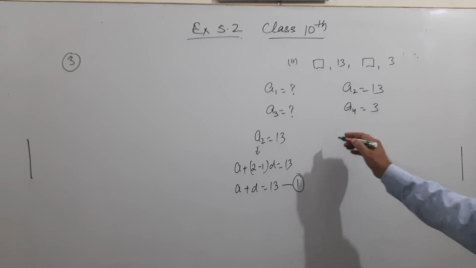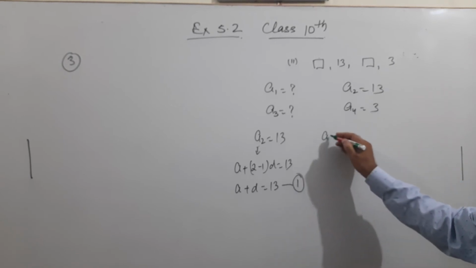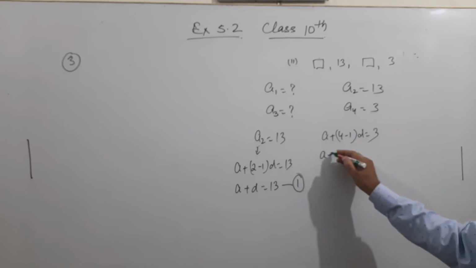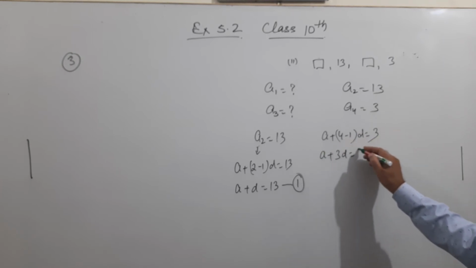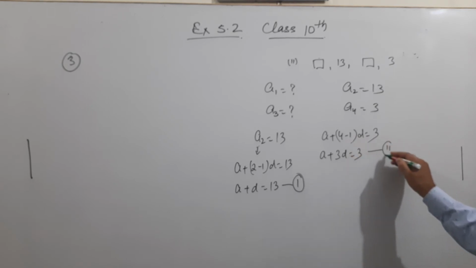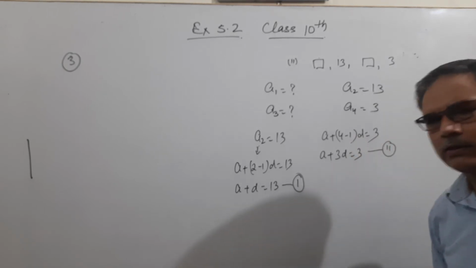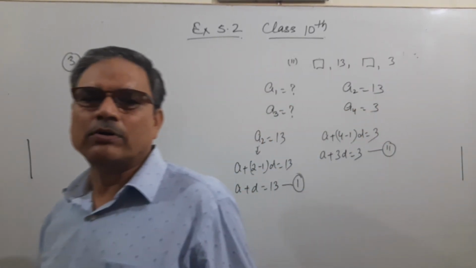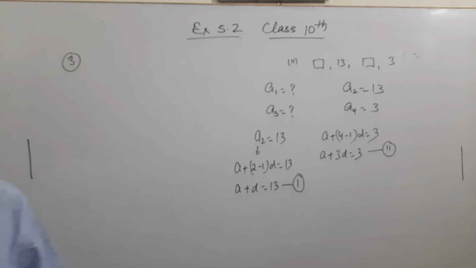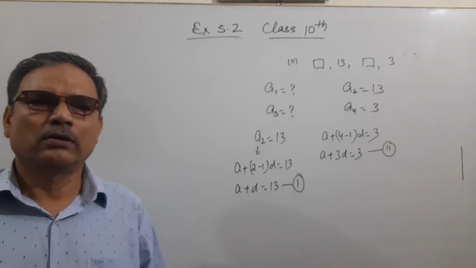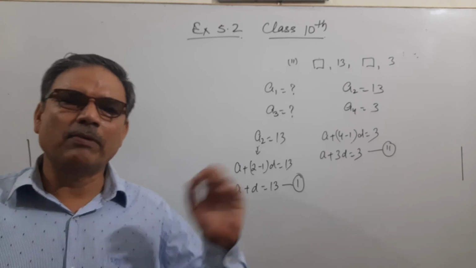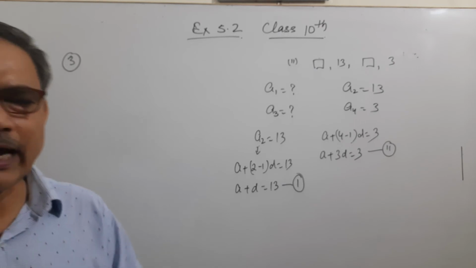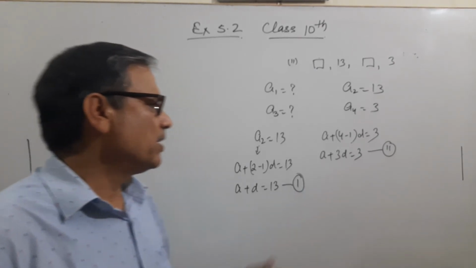And now A4. A4 means A plus (4 minus 1) into D is equal to 3. A plus 3D is equal to 3. This is equation number 2. From equation first and second, we can find the value of A and D. By which method? From chapter 3, by the method of elimination or by the method of substitution. You can find it by any way, but here I am solving by the method of elimination.